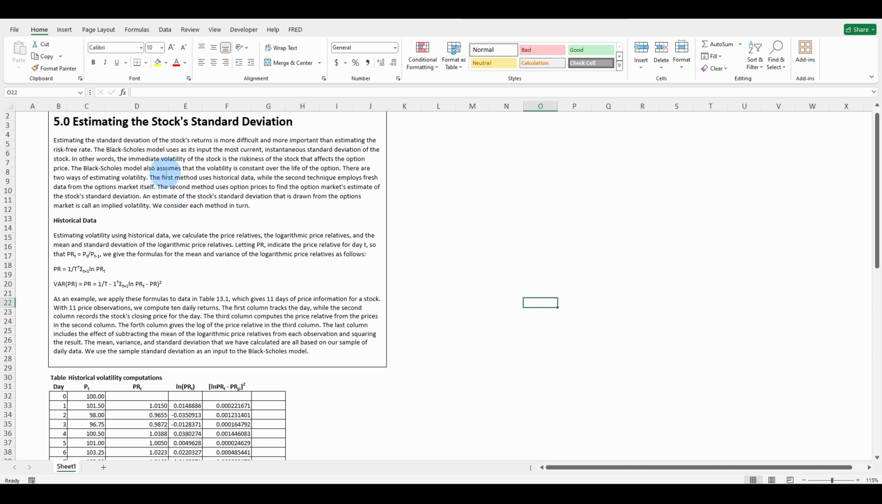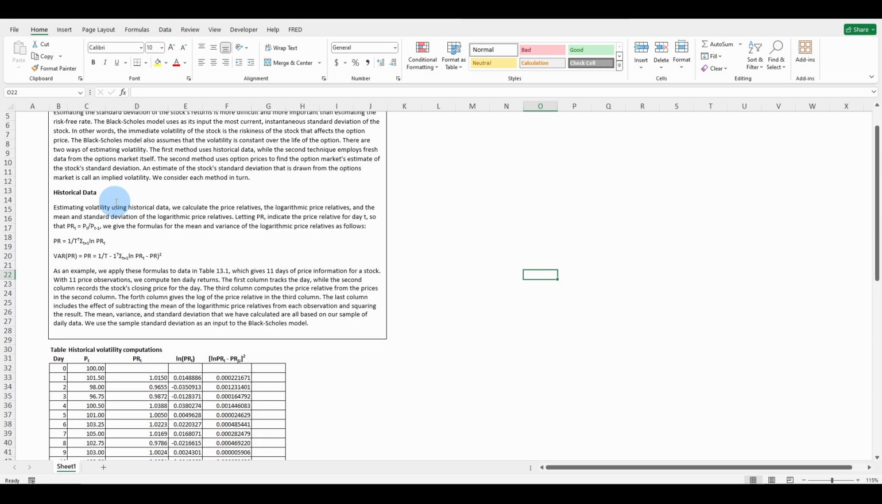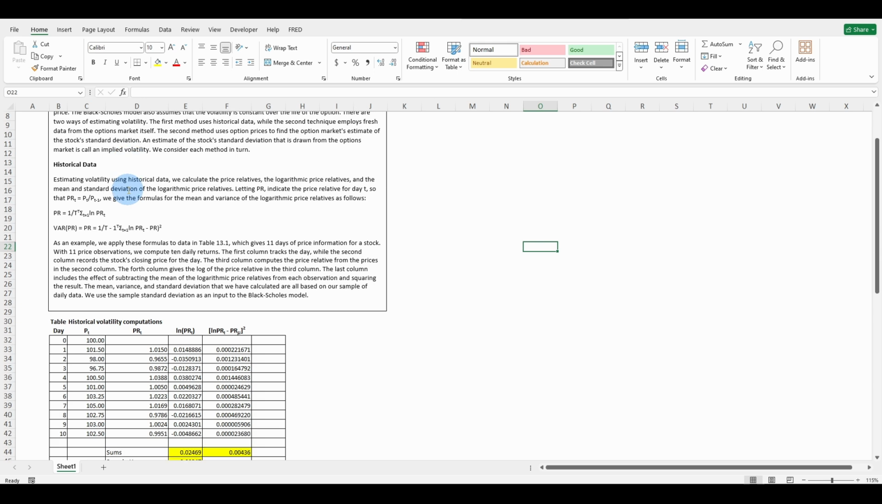The Black-Scholes model also assumes that the volatility is constant over the life of the option. There are two ways of estimating volatility. The first method uses historical data, while the second technique employs fresh data from the options market itself. The second method uses option prices to find the option market's estimate of the stock standard deviation. An estimate of the stock standard deviation that is drawn from the option market is called an implied volatility. We will consider each in turn.